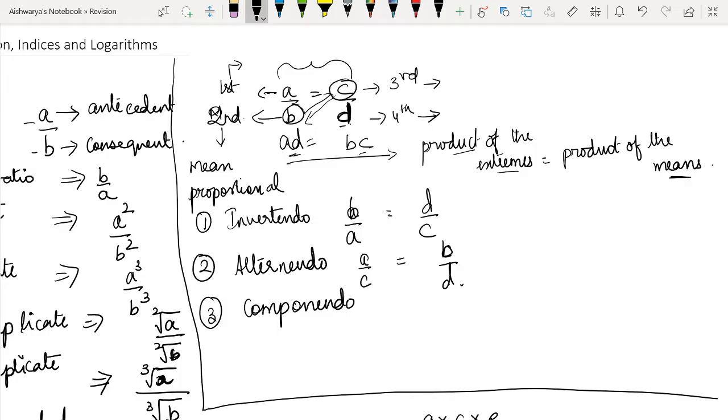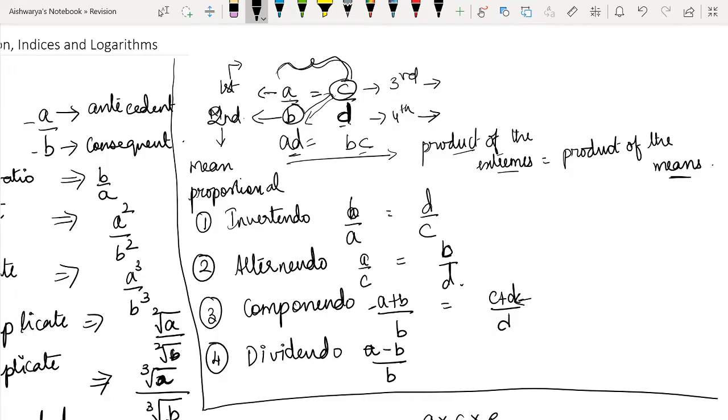Then next is componendo. Componendo means with respect to this ratio only, A plus B by B is equal to C plus D by D. So if I add a quantity B to the numerator, I can add the quantity D to the numerator here. Still the ratio will be the same. Dividendo. So in dividendo, what we do is A minus B by B will be equal to C minus D by D.